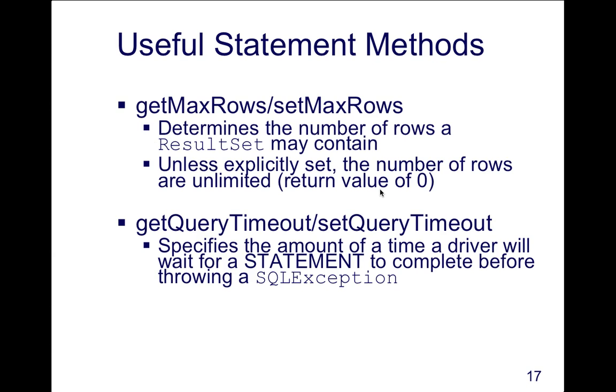If you were running a query on the internet, this is what you'd be doing. If you were getting something from a database that had millions and millions of search results, perhaps, you don't want all of them. All of them is going to take up a lot of memory. It's going to take a long time to retrieve all of them. So to determine the number of rows a result set may contain: unless explicitly set, the number of rows is unlimited. So the return value is going to be 0 for that method.